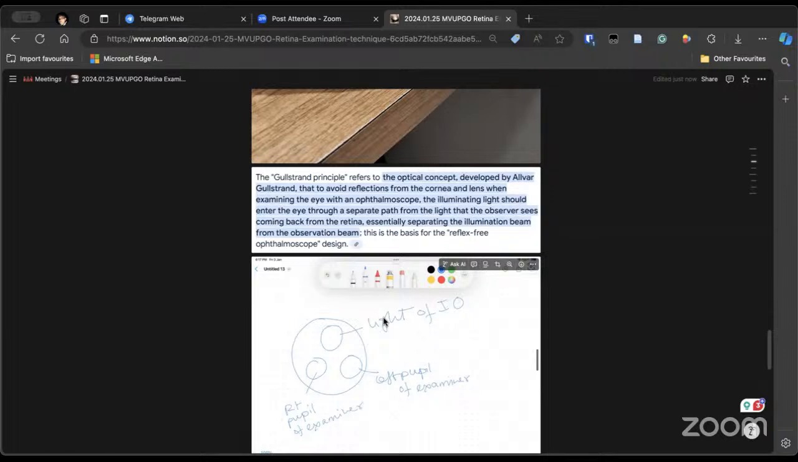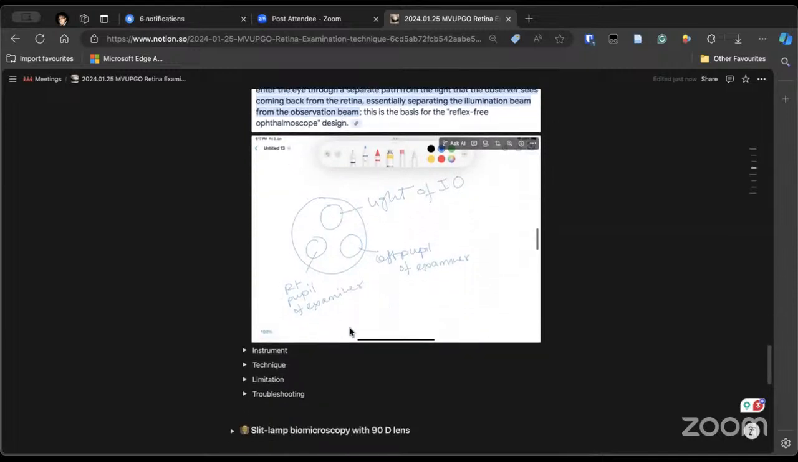So this says that the light and the pupils should be separated. When they are going inside, they should be separate, they should have a separate path. So just read about the Goldmann principle. I'll not go into much theory.